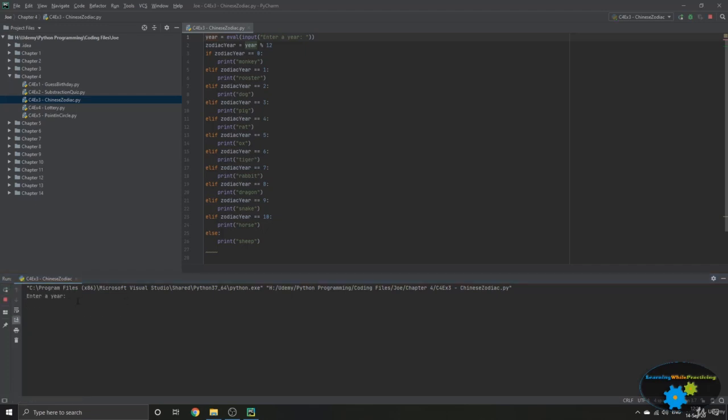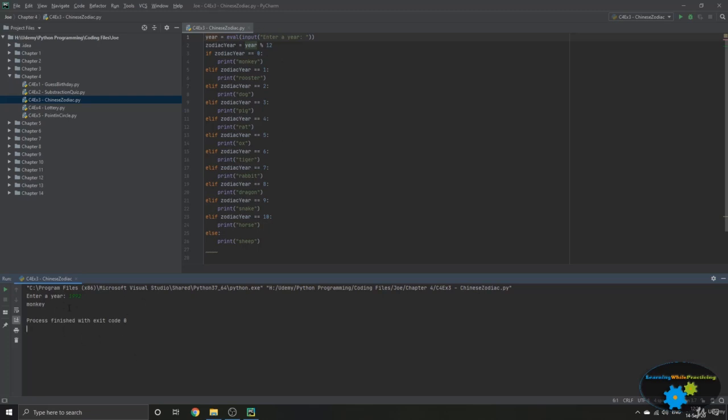And 1989 shall be the snake. 1990 shall be the horse. And 1991 should be the year of the sheep. And so 1992 is a year that is perfectly divisible by 12, and so it's the year of the monkey.